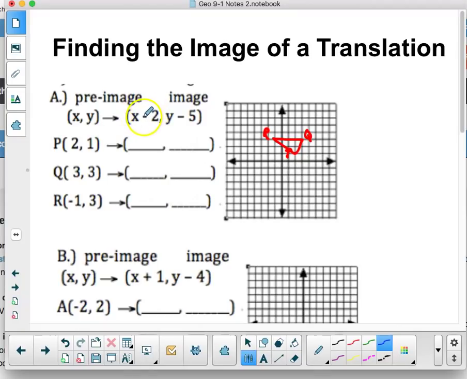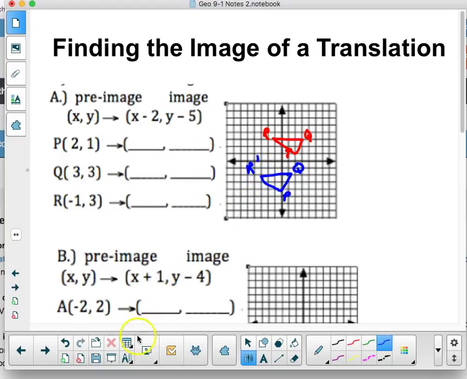What I'm going to do is move my figure 2 points left and 5 points down. So each point will go 1, 2 left, and 1, 2, 3, 4, 5 down. So this will be my R prime. And I'll go 1, 2 from Q, and 1, 2, 3, 4, 5 down. And that is my Q prime. And from P, 1, 2, and 1, 2, 3, 4, 5 down. So I've moved it around the graph, and this is now my image. And the red was my pre-image.